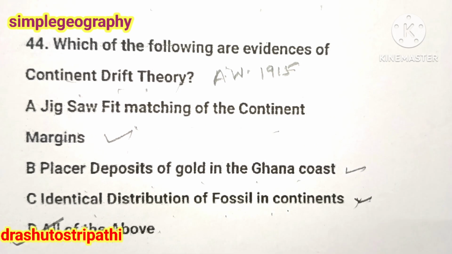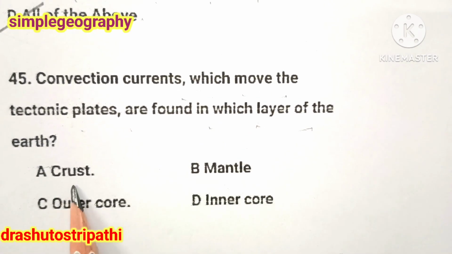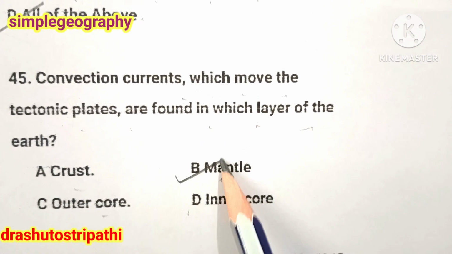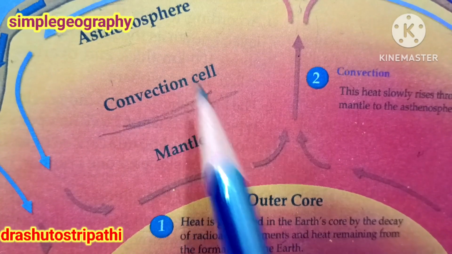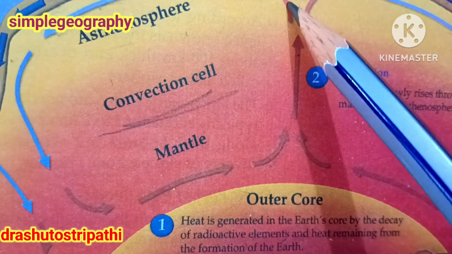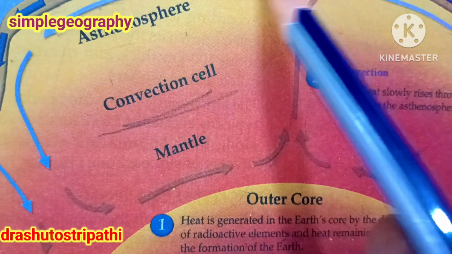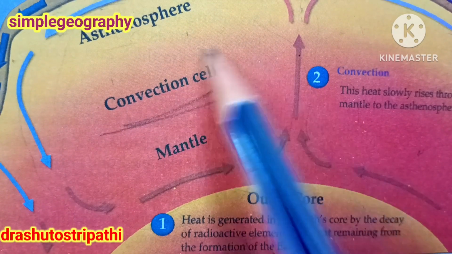Currents which move the tectonic plates are found in which layer of the earth: crust, mantle, outer core, inner core. The answer is B, mantle. So this is the mantle and that is the convection current. Here, due to the decay of radioactive elements, the convection current moves upward and then comes downward, and that makes the cycle, the convection cycle.